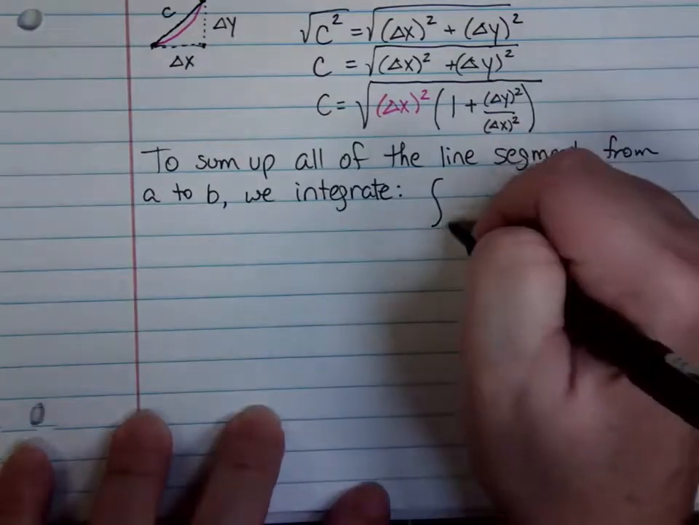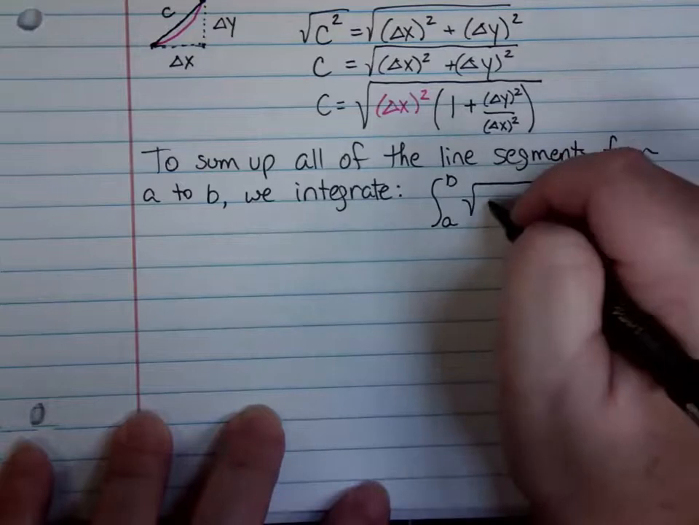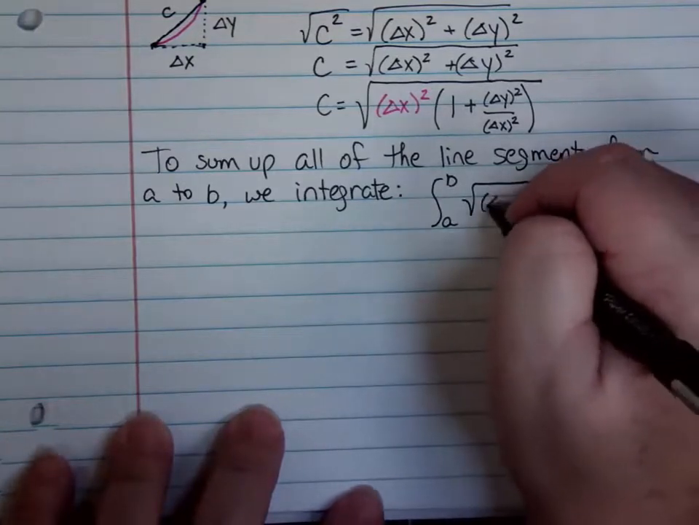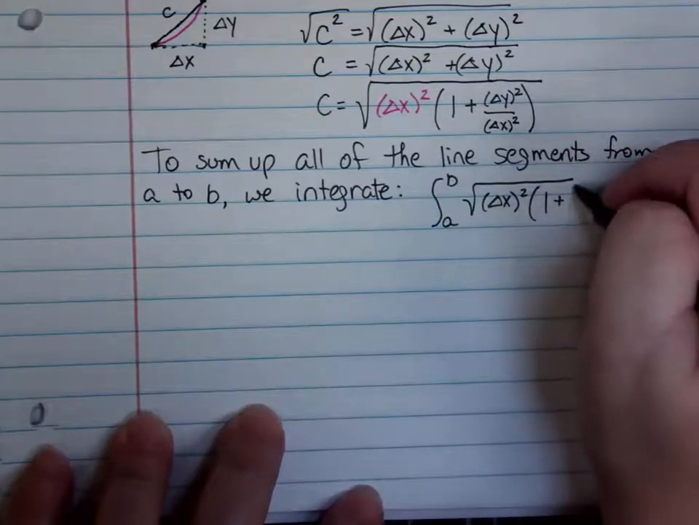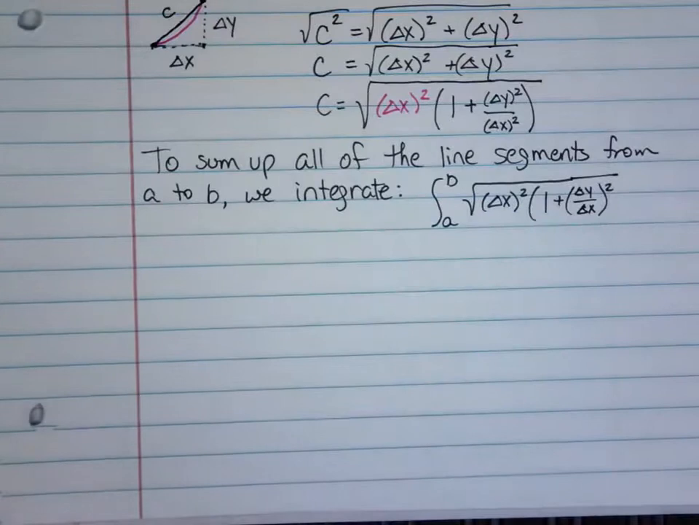A to B of each line segment C, which is delta x squared times 1 plus, now I'm going to make one big fraction, one big parentheses out of this, delta y over delta x squared, like so. Well, that doesn't look very good. Now I can change the one on the end to a derivative in a minute, but that delta x squared, it's actually going to come out of the radical.